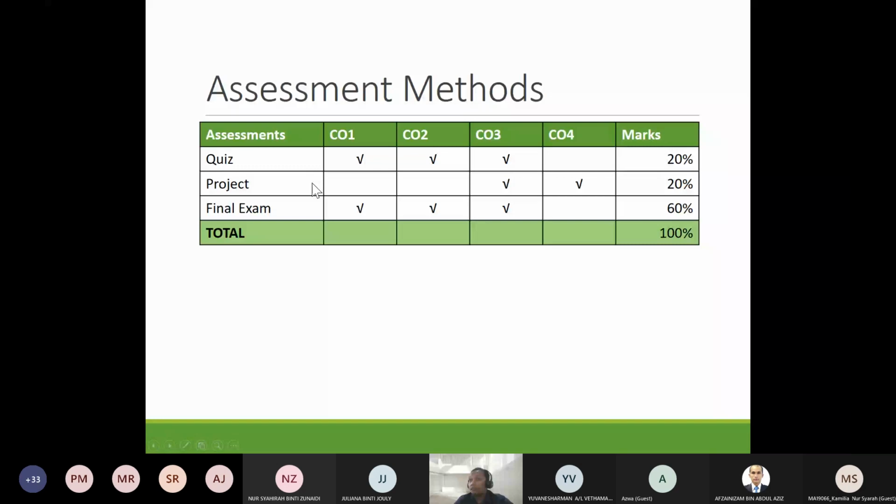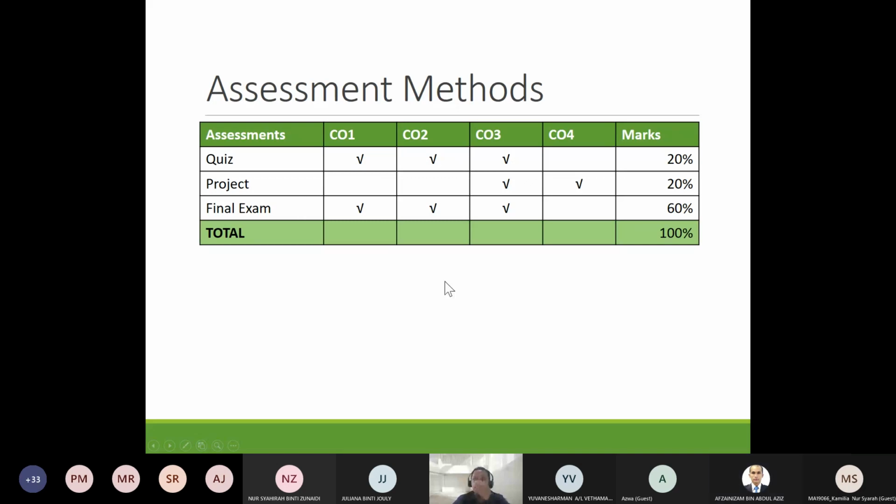As you know, our final exam has changed to 60%, so the weightage for the final exam is larger for the subject. If you think you are not good at doing exams, try your best to do well in the quiz and project. If you think you are good at answering exam questions, you can just focus on the final exam and ignore the quiz and project. But if you want to get a good score for this subject, try your best to do well on all of the assessments.